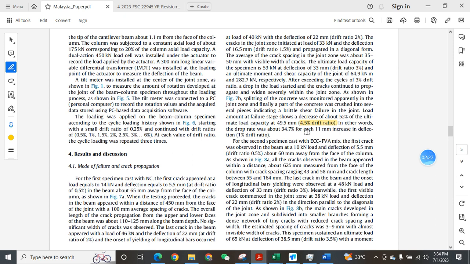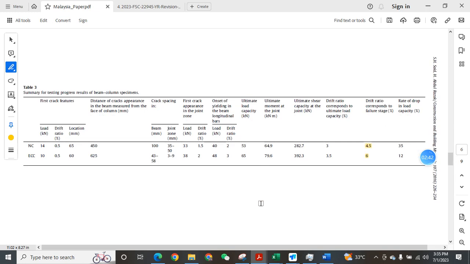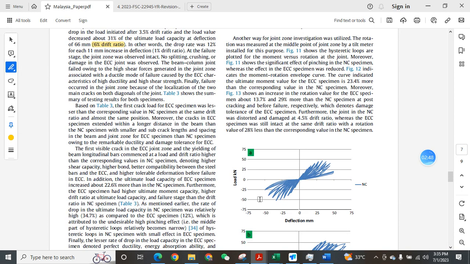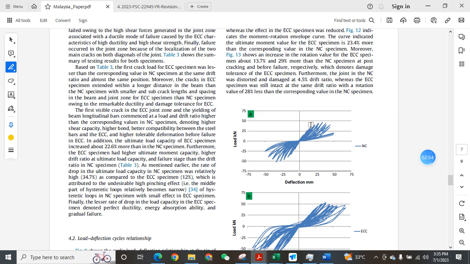So it means that for normal concrete we will calculate the stiffness K value, K1, up to a 4.5 drift ratio, and for the ECC it is going up to a 6% drift ratio. The failure comes after 6%, so it means it is more ductile. So we will go up to 6% and calculate the value of K2 up to a 6% drift ratio. From the hysteresis curve you can also see that for normal concrete the reduction in strength is too much, so the slope is much higher. And for ECC the slope is much lower than normal concrete, so it has lower stiffness degradation.